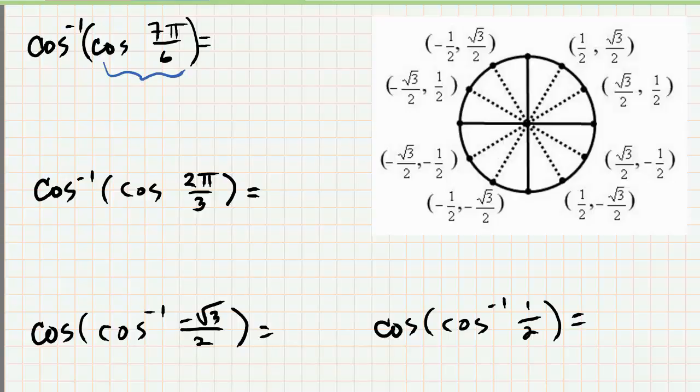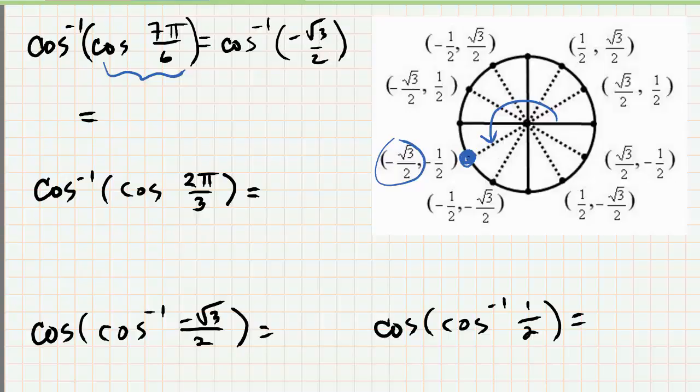When we look at the angle 7 pi over 6, that's over here. And the cosine of that angle is the first coordinate. So that's negative root 3 over 2. So this simplifies to inverse cosine of negative root 3 over 2. Now let's evaluate that. We want to evaluate the inverse cosine of a number.